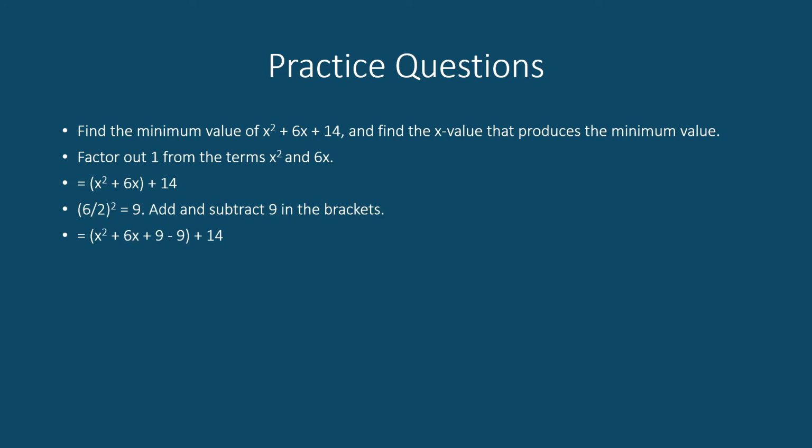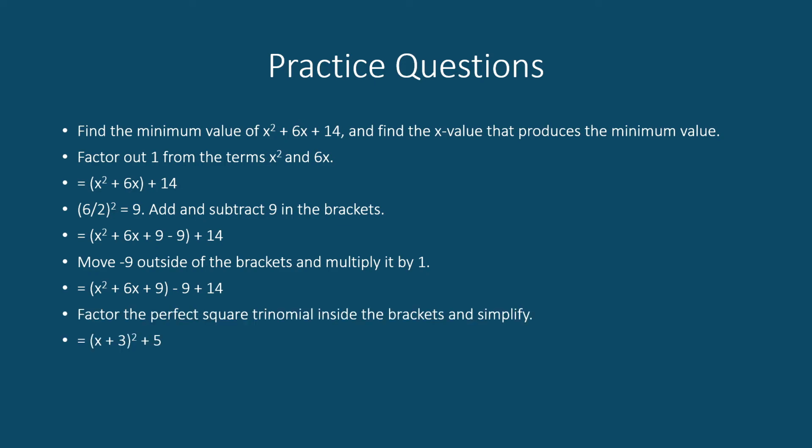Taking the coefficient on x, which is 6, dividing it by 2 and then squaring it gives us 9. Add and subtract 9 inside the brackets. Doing that gives x squared plus 6x plus 9 minus 9 plus 14. Next, simply move negative 9 outside of the brackets. Doing that gives x squared plus 6x plus 9 minus 9 plus 14. Finally, factor the perfect square trinomial inside the brackets and simplify. Doing that gives x plus 3 squared plus 5.